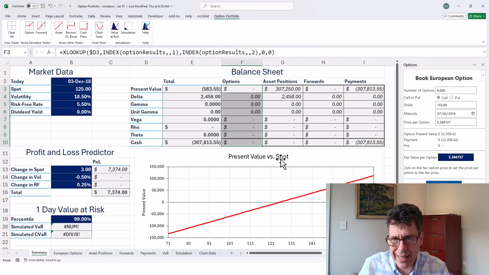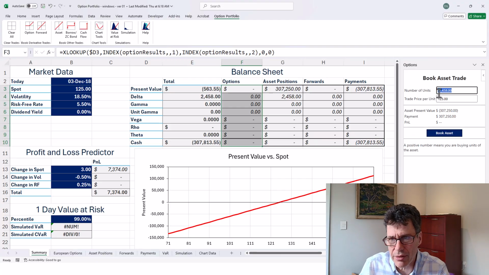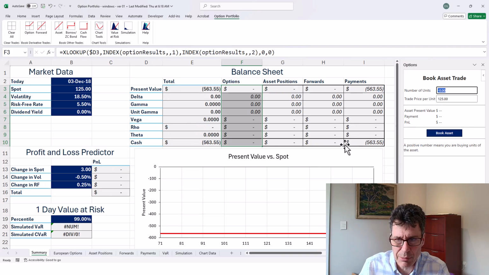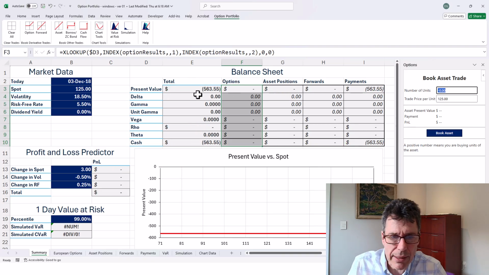I'm left with this asset position. I'm long 2,458 shares, so I'm going to sell 2,458 shares. Let's book that. And I'm left with nothing but a loss of $563.55. So basically everything's come out of the spreadsheet except for the loss, which is the loss due to our delta hedging activity.